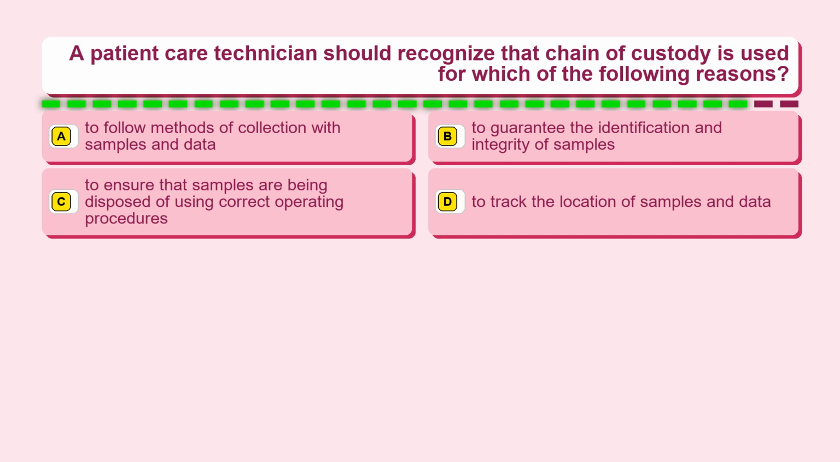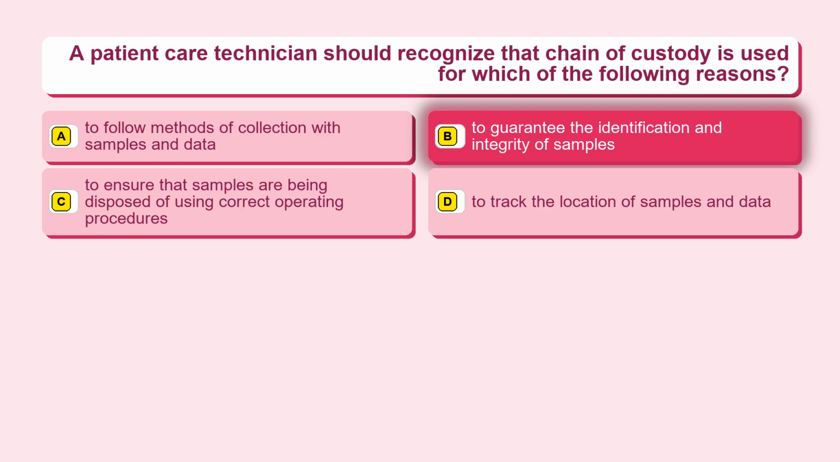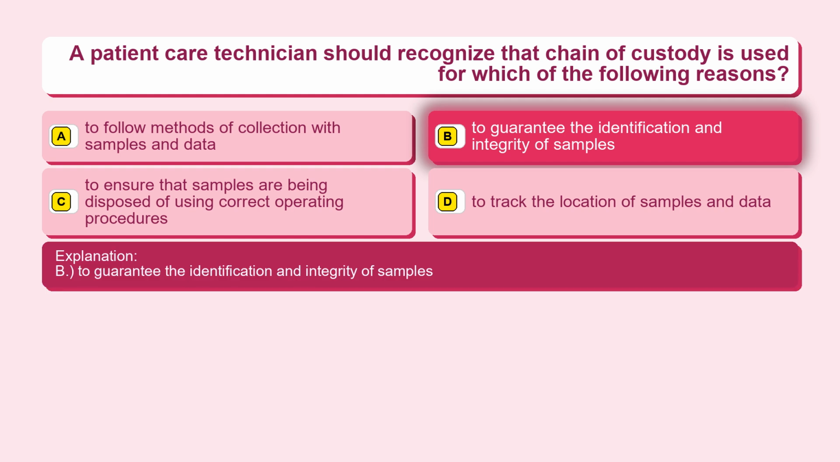Question 2. A patient care technician should recognize that chain of custody is used for which of the following reasons? Option A. To follow methods of collection with samples and data. Option B. To guarantee the identification and integrity of samples. Option C. To ensure that samples are being disposed of using correct operating procedures. Option D. To track the location of samples and data. The correct answer is option B. To guarantee the identification and integrity of samples.